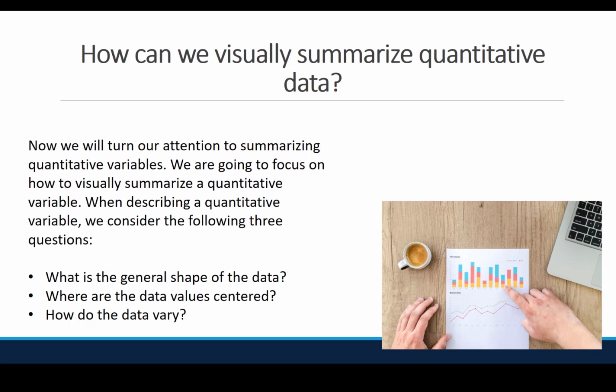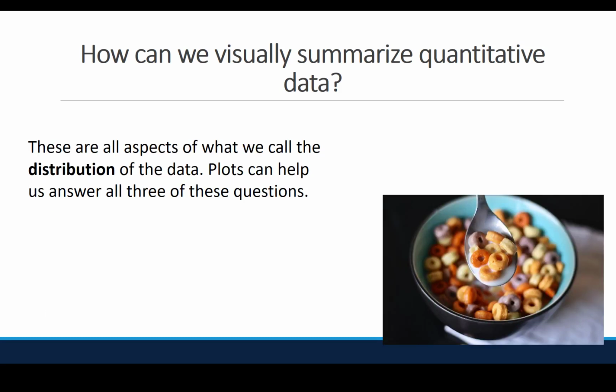How can we summarize a quantitative variable? Now we will turn our attention to summarizing quantitative variables. We are going to focus on how to visually summarize a quantitative variable. When describing a quantitative variable, we consider the following three questions. What is the general shape of the data? Where are the data values centered? And how do the data vary? These are all aspects of what we call the distribution of the data. Plots can help us answer all three of the questions.